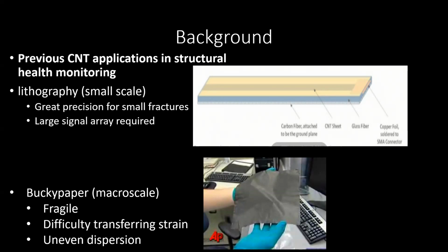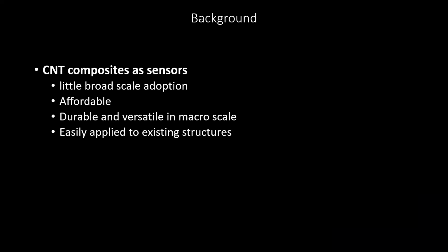Bucky paper is another material that is used for this purpose. It is essentially a sheet of forcibly aligned CNTs with no mesh, meaning that many of the flaws in CNTs are not compensated for and they remain brittle and ineffective outside of niche circumstances.